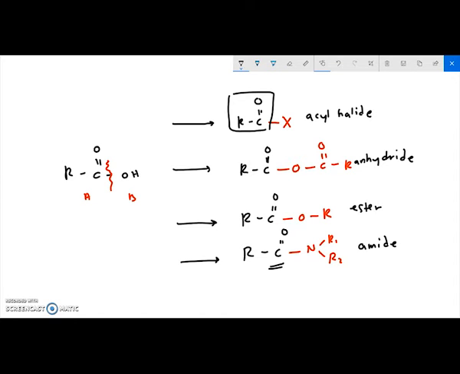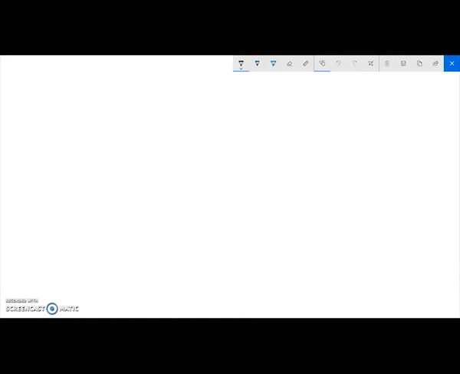Now let's take a look at the nomenclature. The name for carboxylic acid derivative originates from the carboxylic acid itself. So basically, for any carboxylic acid compound, the name will end up as oic acid. For instance, if we have 4 carbons in a carboxylic acid, it will be called butanoic acid.